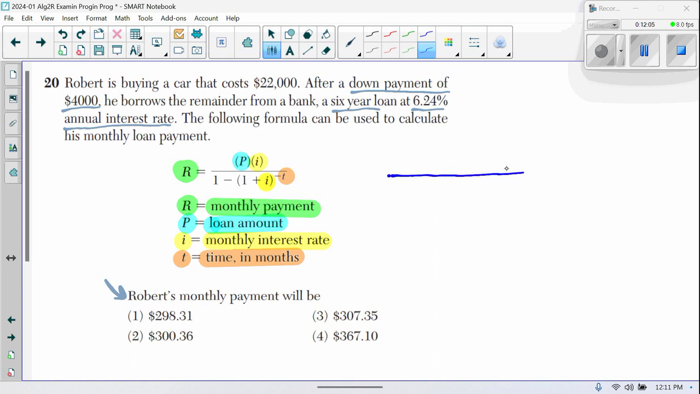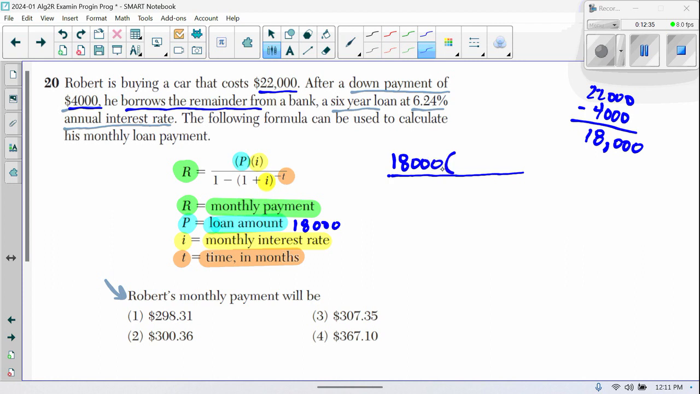P is the loan amount. Now, the car cost 22 grand, but he put down 4 grand. So out of the 22,000, he already put down 4 grand. He borrowed the rest from the bank. That means it's an $18,000 loan. Okay, because it states here he borrows the rest from the bank. So my loan amount is 18 grand. So I start with that.